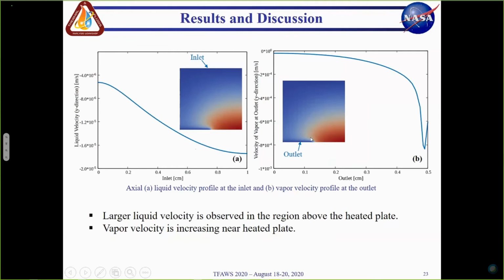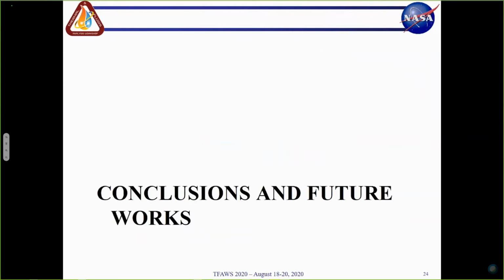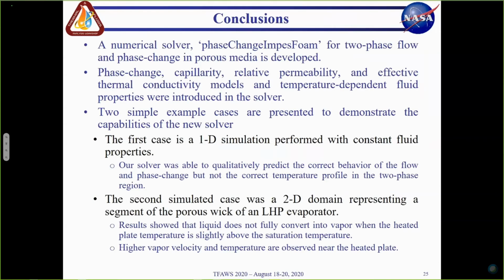And this figure shows the vapor velocity profile at the outlet. As we know, the vapor starts forming around this heated plate, then it will converge through the outlet. So the velocity near the heated plate would be greater, and it will decrease with increasing distance from the heated plate.